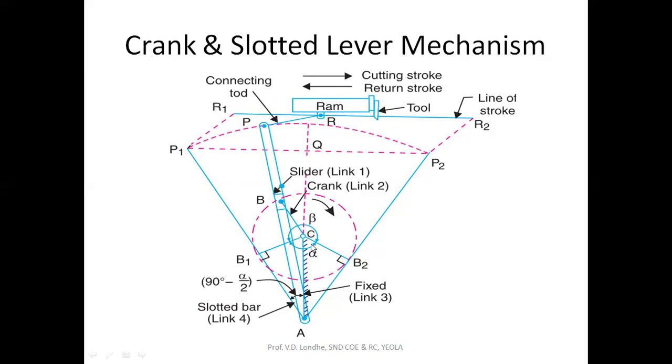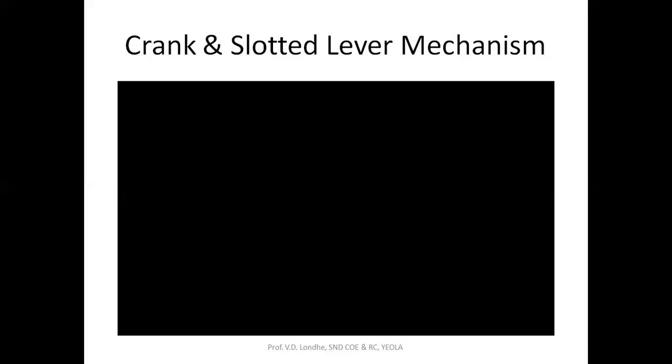And when again this crank is moving from position CB2 to CB1, and it is traveling an angle alpha, this ram is just doing the return stroke. So it will just come to its original position. So here, beta is nothing but the cutting stroke angle, and alpha is nothing but the return stroke angle. Okay, you will see its animation here now.